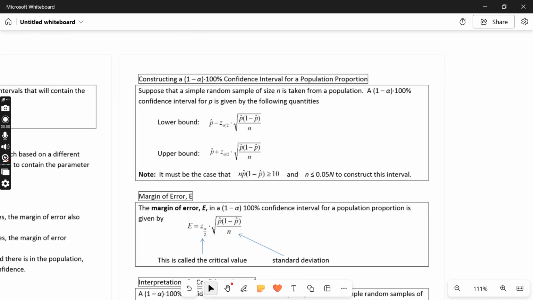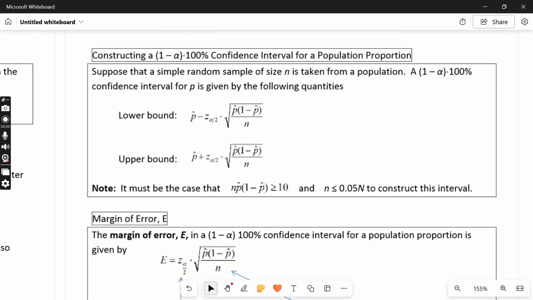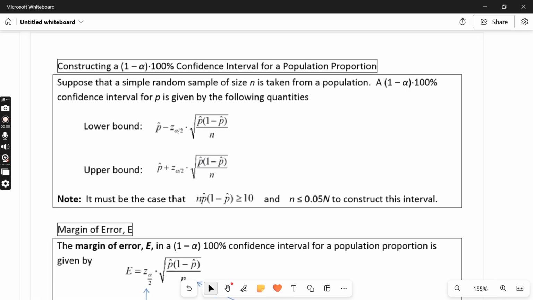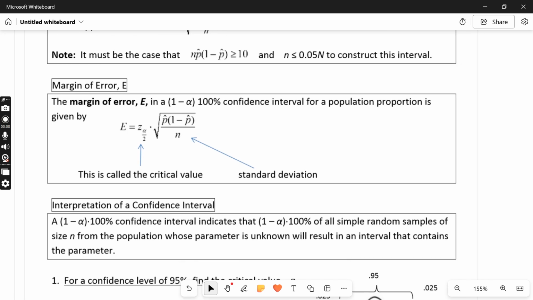So constructing your confidence interval, you're going to do your point estimate minus the formula for the error, and your point estimate plus the formula for your error. Okay, so let's break down that margin of error formula.